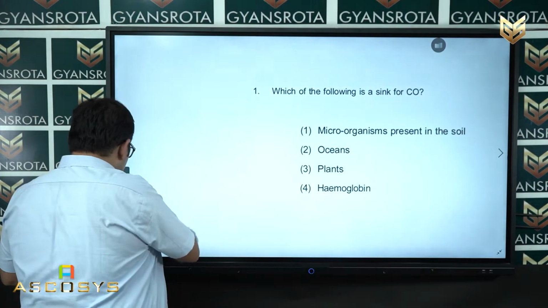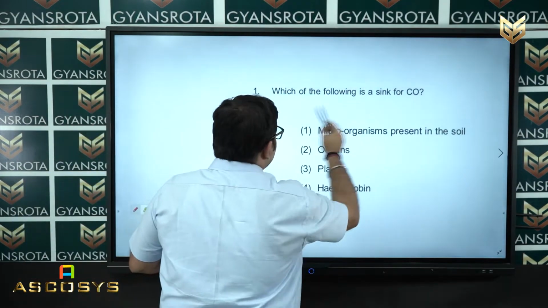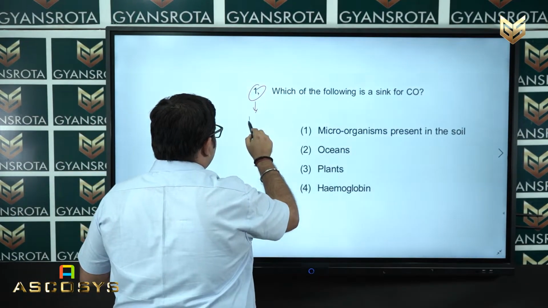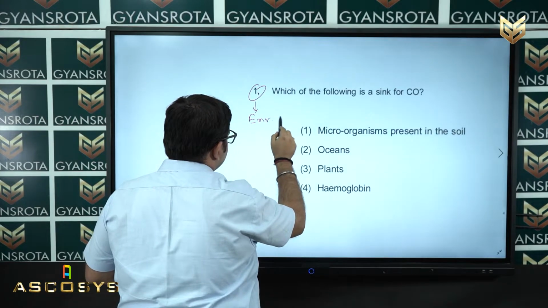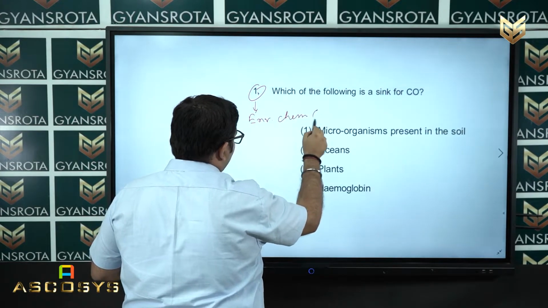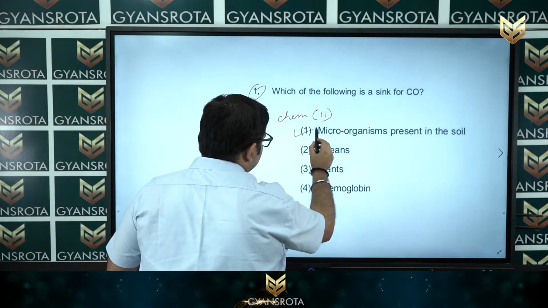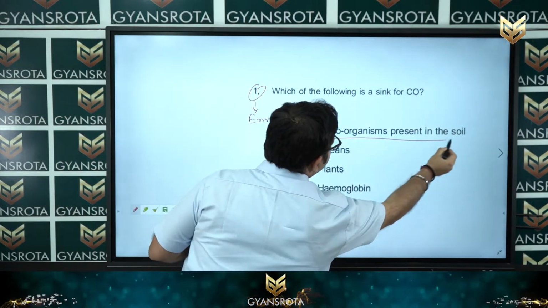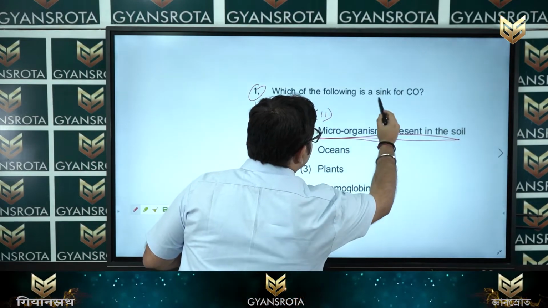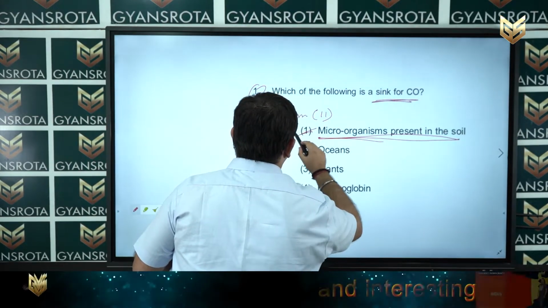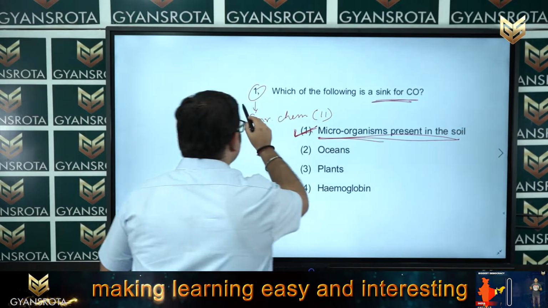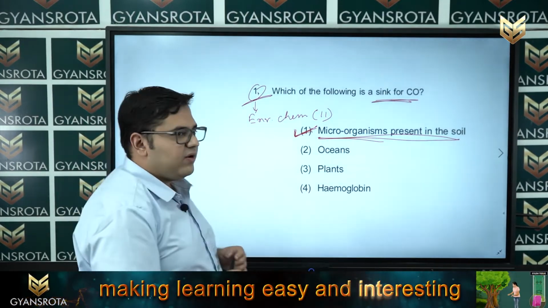If you see, this question comes from environmental chemistry of your class 11 NCERT, and you see option number 1, that is the microorganisms present in the soil. It is a sink for carbon monoxide. So option number 1 is the correct answer of question number 1.